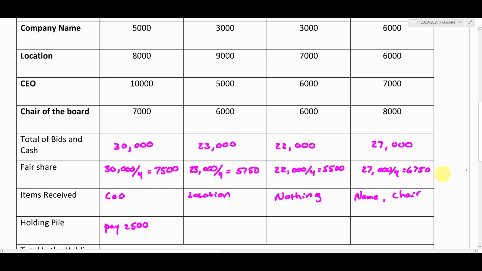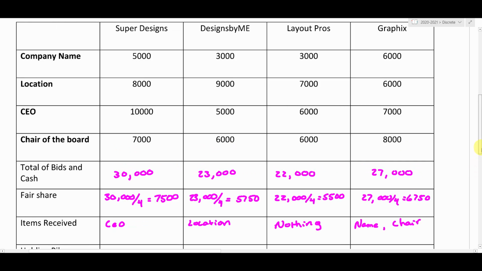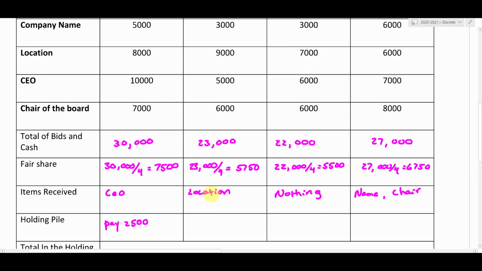Okay, then we do the same thing. We move over here and we look at Designs by Me. They got the location, and that was worth $9,000 to them, which is way more than their fair share. So they're going to pay into the holding pile. If you got something that's worth more than your fair share, then you're going to pay into the holding pile. So the difference between 9,000 and 5,750 is 3,250. So they are going to pay $3,250 into the holding pile.